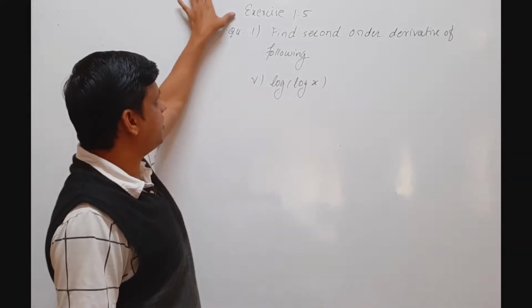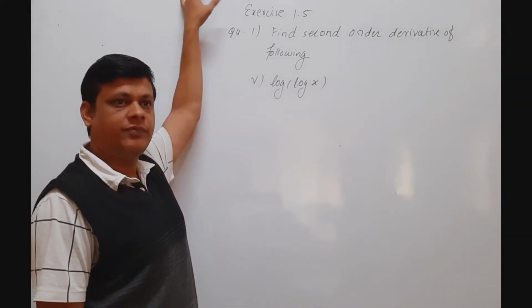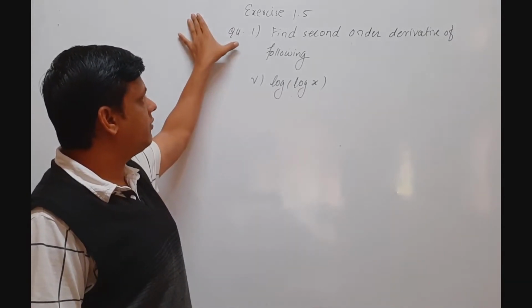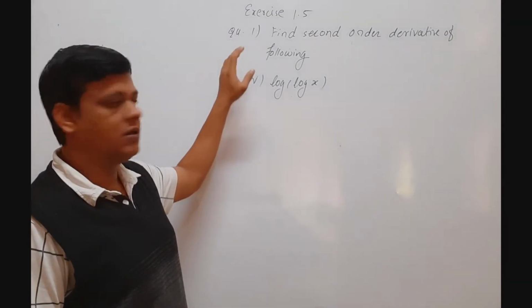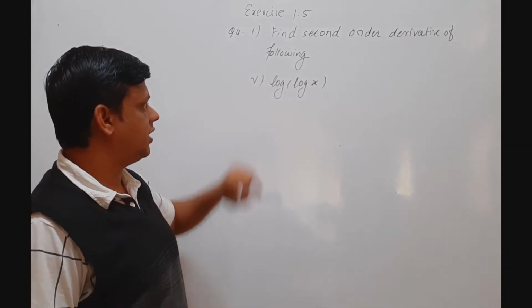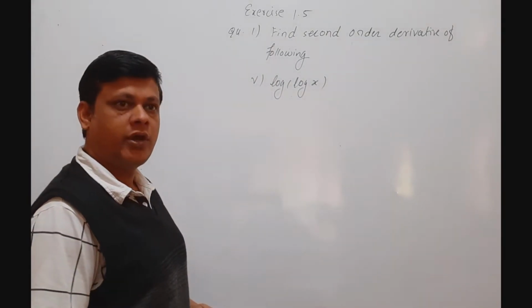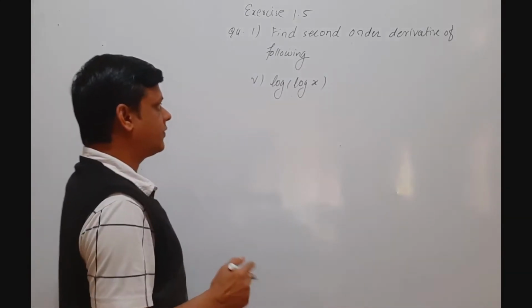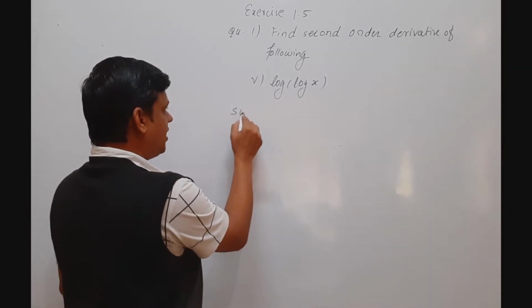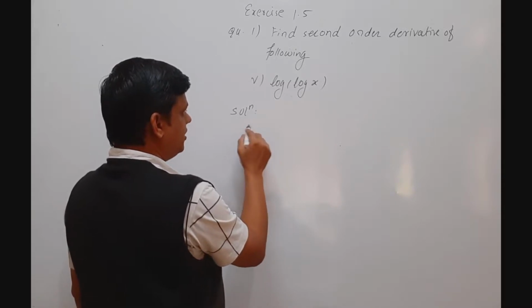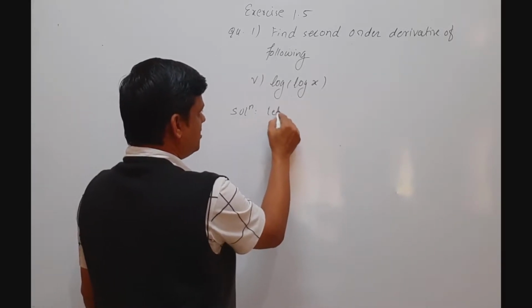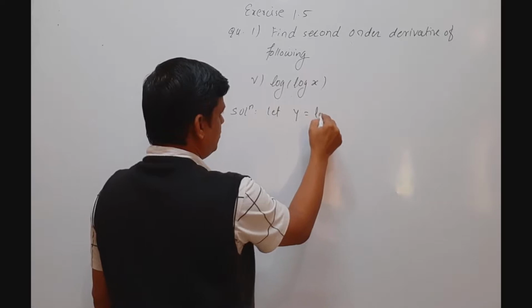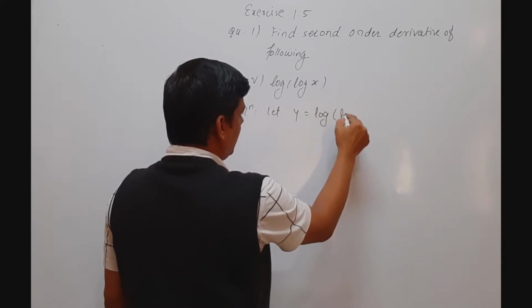In the previous lecture we discussed second order derivative and solved question number 1. From that we solved 4 sub questions. Now see the next sub question. We have to find the second order derivative of the function log x. So first we represent the given function as y in the solution. So write, let y is equal to log x.